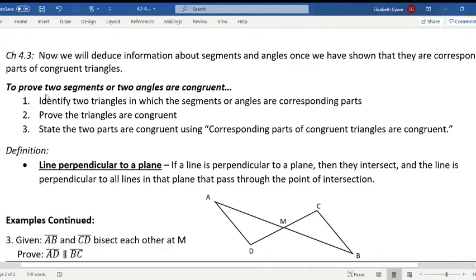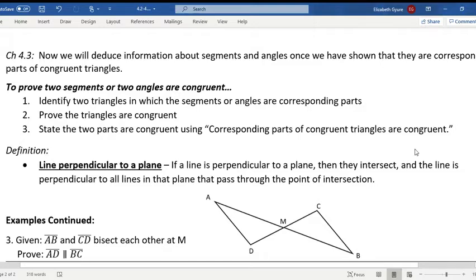So I gave you a little step process here to help you out. To prove two segments or two angles are congruent, you're first going to identify two triangles in which the segments or angles are corresponding parts. So first, figure out what your two triangles are. Two, prove that they're congruent by either SAS, SSS, or ASA. Then state the parts are congruent using corresponding parts of congruent triangles are congruent.